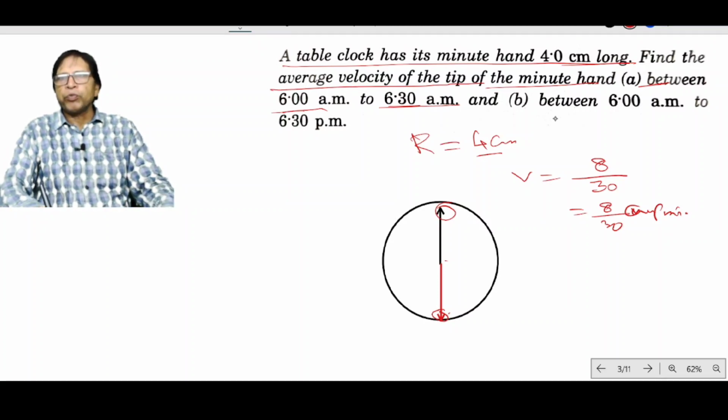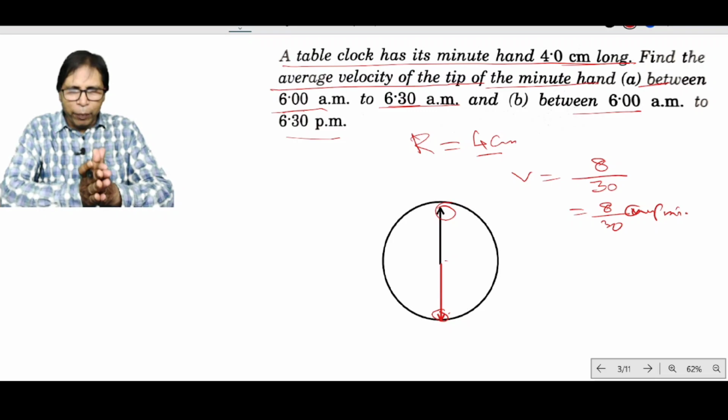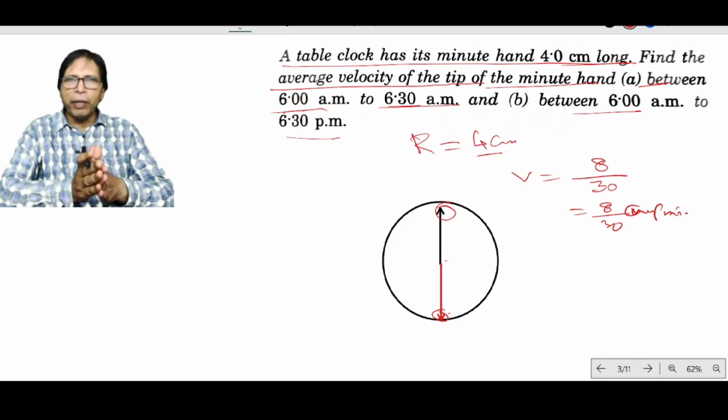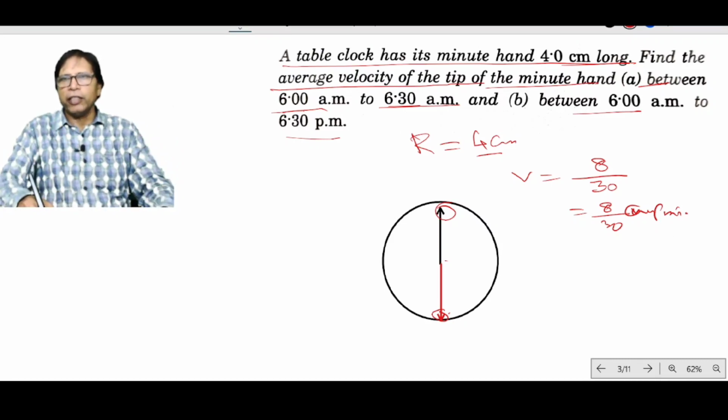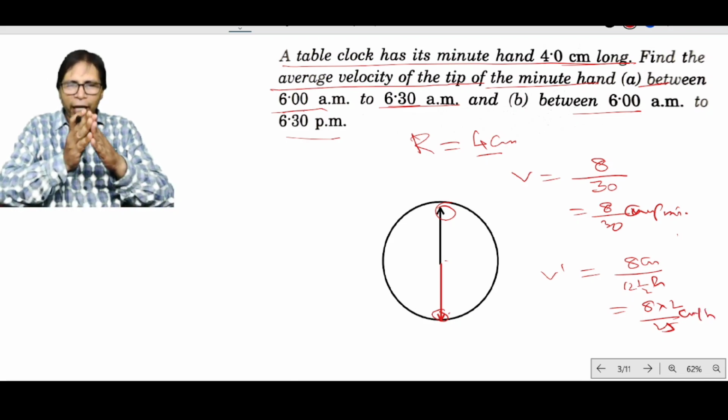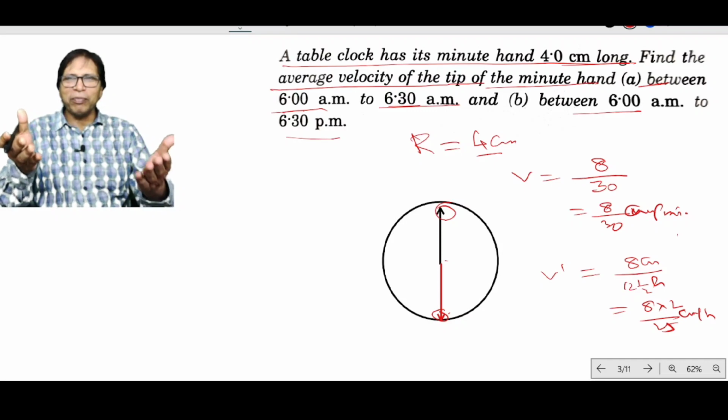Now look at this, the average velocity between 6 am to 6:30 pm. Here displacement is same, but time interval is 12 hour 30 minute. So here velocity v dash equals 8 centimeter divided by 12 hour 30 minute, so this is 12 and a half hour. So this is 8 into 2 divided by 25 centimeter per hour, the average velocity of the tip of the minute hand.